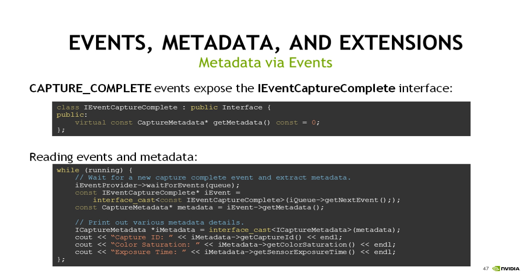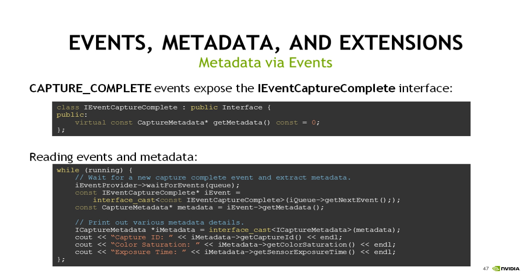The following code provides a simple example of using events and metadata in order to print out various details about completed captures. This loop first waits for a capture complete event to be generated by the capture session by calling wait for events. This call blocks until a new event is available, at which time it moves the event into the queue to be accessed by the caller.